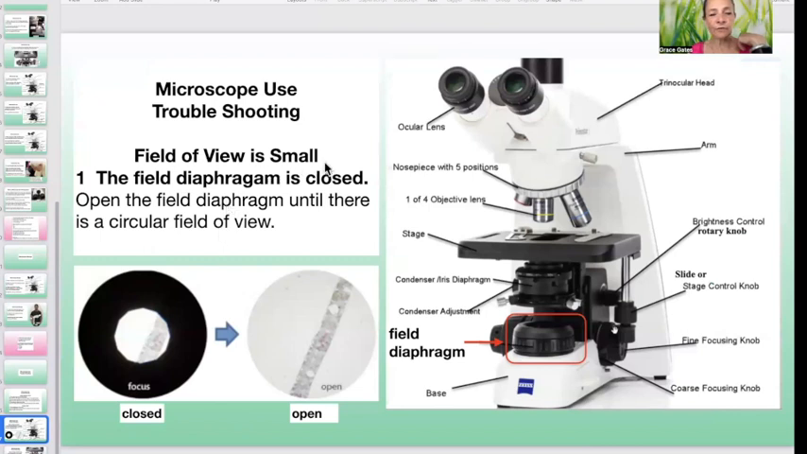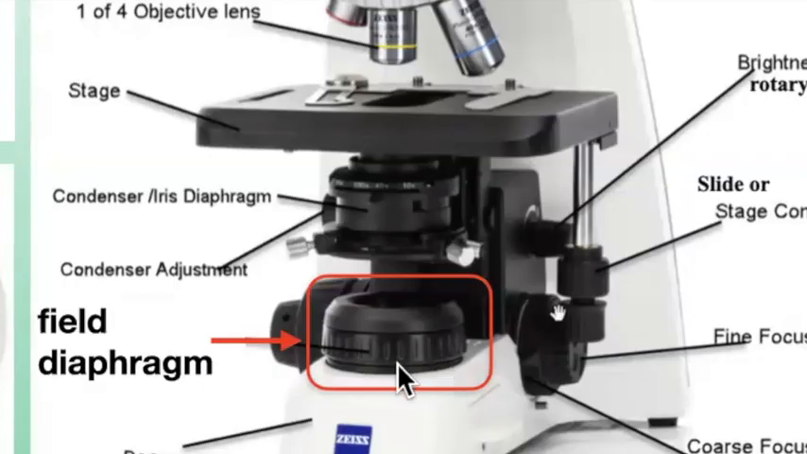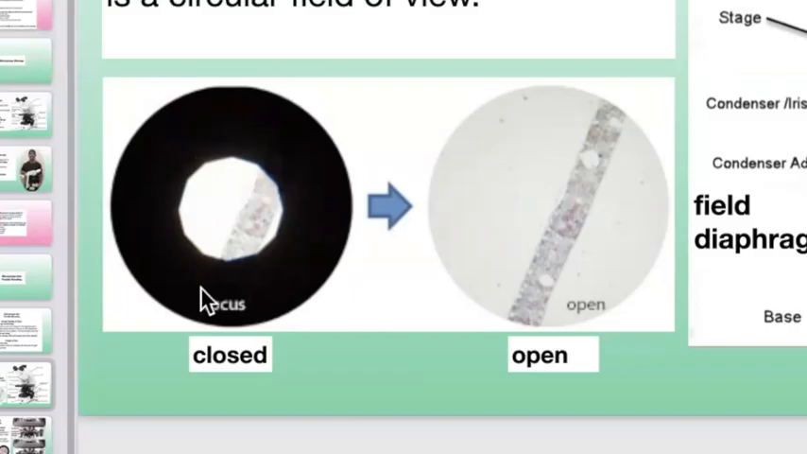Perhaps the field of view is small. That means that the field diaphragm is closed. So you have to open the field diaphragm until there is a circular field of view. So where is the field diaphragm? It is on the bottom, on the base of the microscope, and you can easily twist the knob around the field diaphragm and go from having a closed field diaphragm to having an open one.